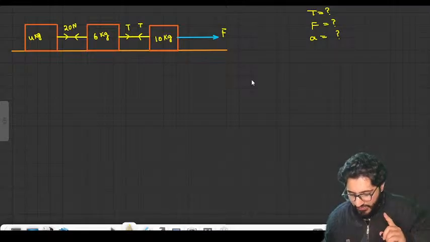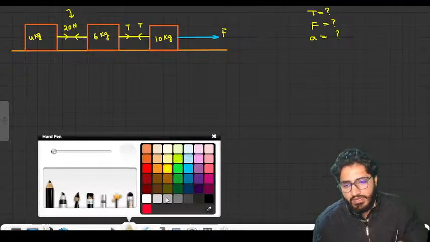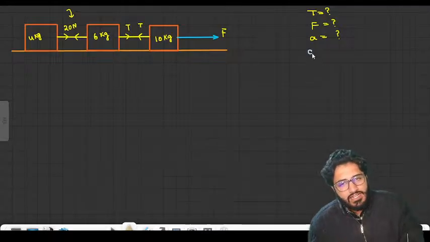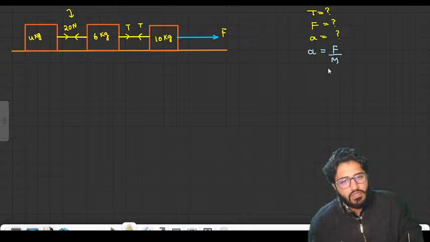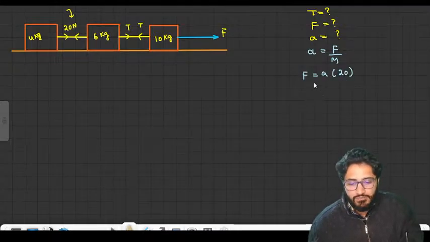Now this numerical is different. Why? Because I introduced here a force. How to tackle these numericals? Look now. What is acceleration? Acceleration is net force divided by total mass. So force is acceleration A into mass. Mass is 4 plus 6. It is 20 kilogram. But we don't know what the acceleration is.